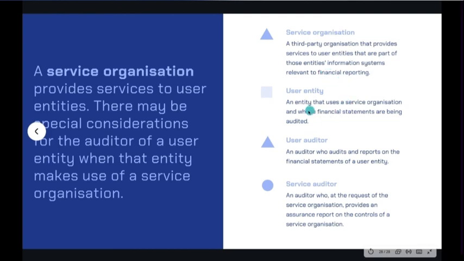A user entity is the entity that uses a service organization and whose financial statements are being audited. A user auditor is an auditor who audits and reports on the financial statements of a user entity. A service auditor is an auditor who, at the request of the service organization, provides an assurance report on the controls of the service organization. So that's all.